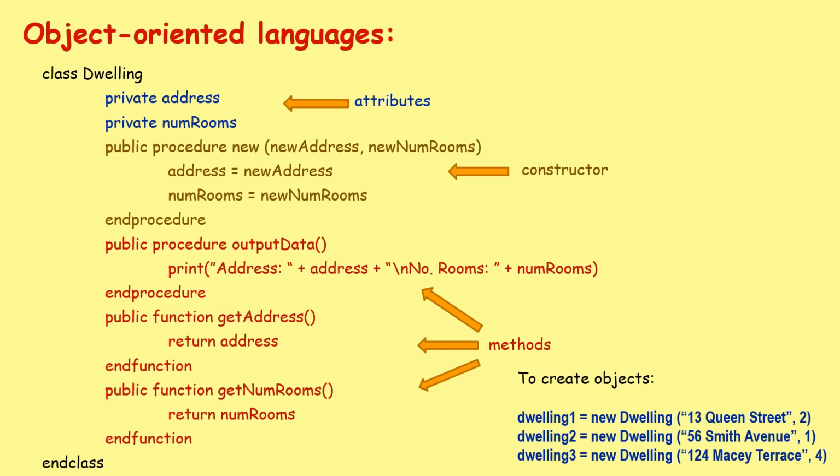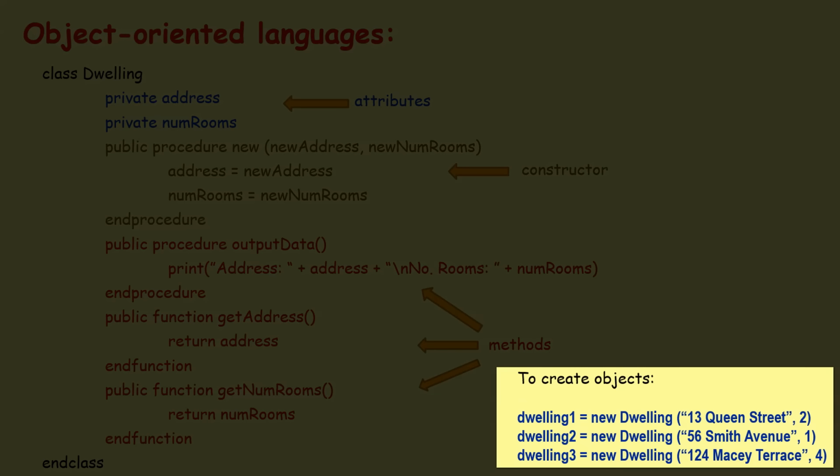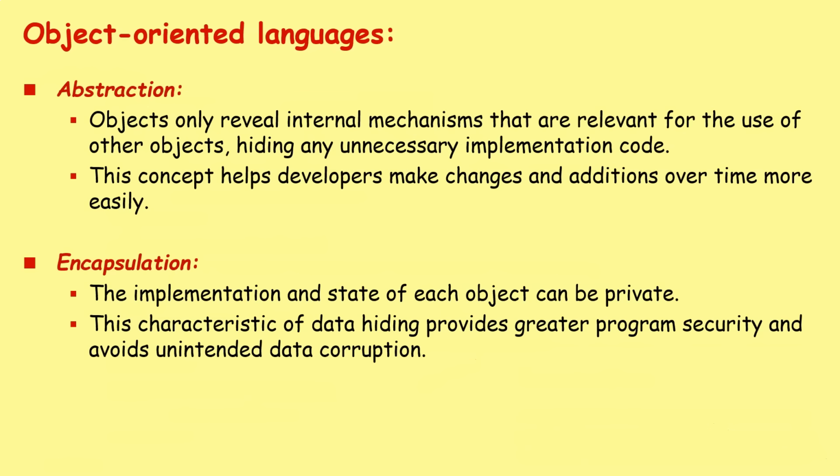Then we can use this to create new objects by instantiating them just like this. Again, we're using that keyword new and the name of the class here. Often just simply being able to instantiate a simple object in the exam can be worth 2 or 3 marks. Some more keywords. Abstraction. Objects only reveal internal mechanisms that are relevant for the use of other objects, hiding any unnecessary implementation code. This concept helps developers make changes and additions over time more easily.